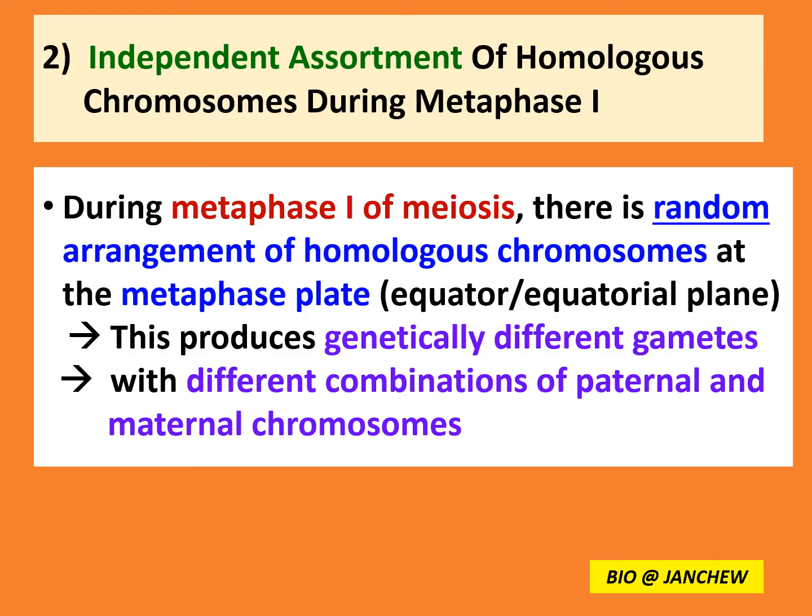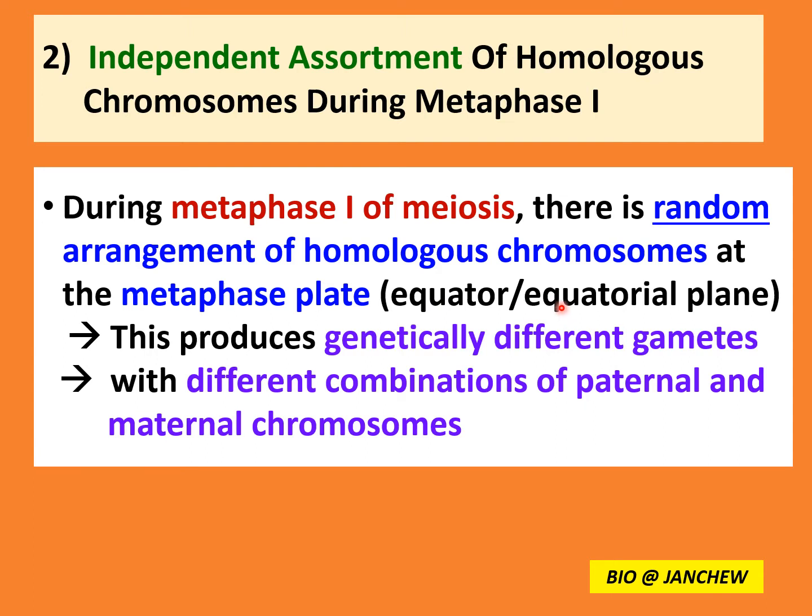The second genetic factor that causes variation is the independent assortment of homologous chromosomes during metaphase 1. So during metaphase 1 of meiosis, the homologous pairs of chromosomes, each consisting of a paternal chromosome and a maternal chromosome, are arranged on the metaphase plate at random. Or we say that there is random arrangement of homologous chromosomes at the metaphase plate, meaning the equator or equatorial plane of the cell, in the center of the cell.